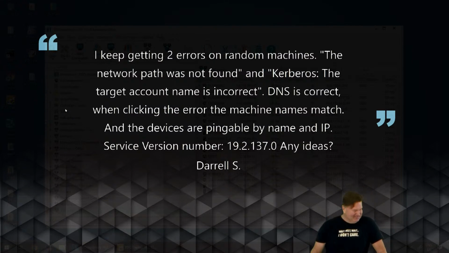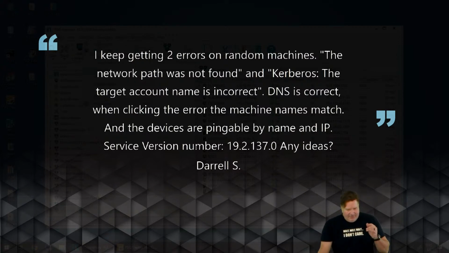Dear Lex, I keep getting 2 errors on random machines. The network path was not found, and Kerberos, the target account name, was incorrect. DNS is correct when clicking on the error, the machine names match, and the devices are pingable by name and IP. Service version number is 19.2.137.0. Do you have any ideas? Daryl S.